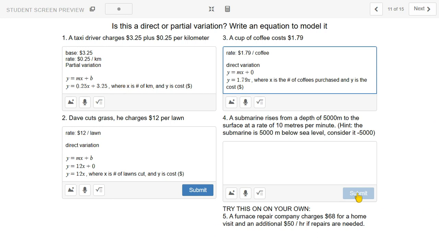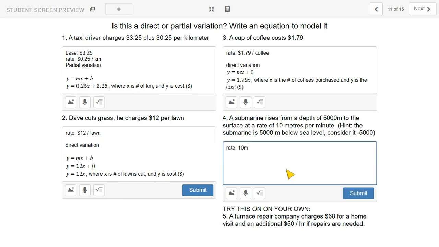Right, last example here. A submarine rises from the depth of 5,000 meters to the surface at a rate of 10 meters per minute. Now, here's a hint: because the submarine is 5,000 meters below sea level, we need to consider this as negative 5,000. So we have our rate. It even told us that the rate is 10 meters per minute. Where is it starting? This is our base. Base is negative 5,000.